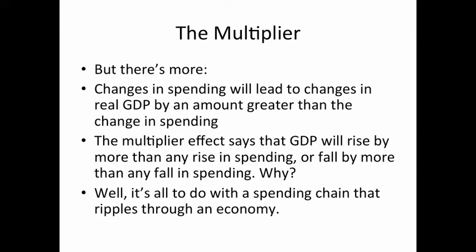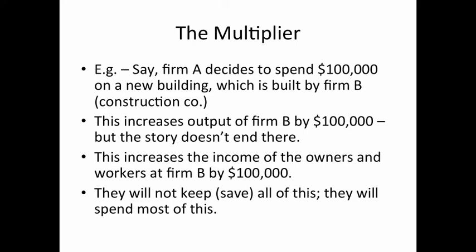So it's not a one-for-one effect, which at first you might think it would be. If I spend an extra $10 on goods and services produced in the United States, then why wouldn't the value of those goods and services also go up by $10? Well, we don't see that. And it's all because we have this spending chain that ripples through the economy. And so, as a result of this spending chain, we see this concept that the eventual change in real GDP will be different, be bigger than the original change in spending.